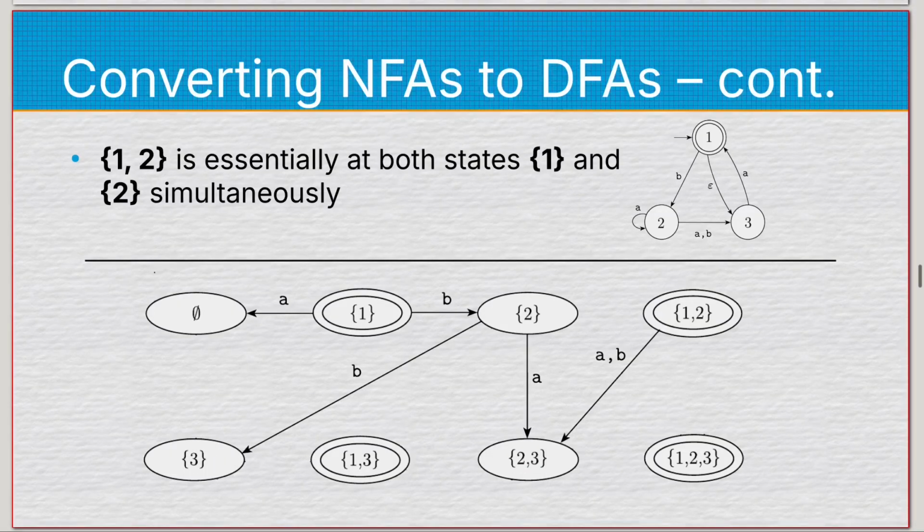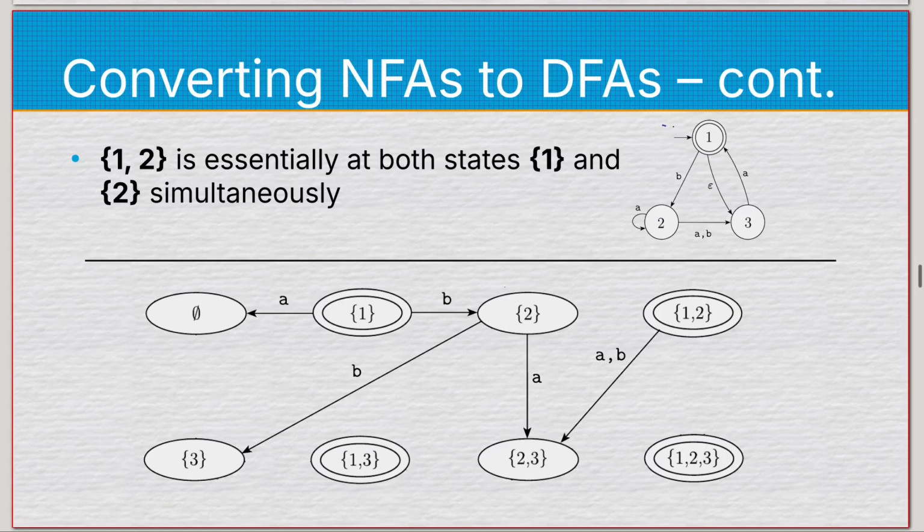Next, we'll work on 1, 2 actually, just because it's a combination of these. A little bit easier to write this out. So 1, 2 is essentially at both states 1 and 2 simultaneously. So this is where things can get a little bit weird. On 1, 2, if I'm looking at where does 1 go on an A input, I already looked at that earlier, it goes to a null state, but 2 on an A input goes to 2 and 3.